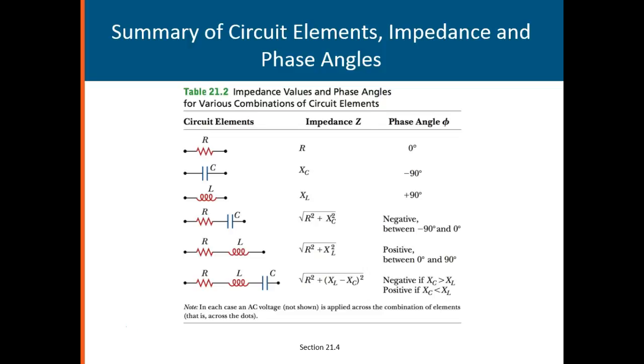It would be somewhere between minus 90 and plus 90, depending on which is larger, X_L or X_C. It's negative if X_C is greater than X_L. It's positive if X_C is less than X_L. It's something between 0 and 90. And you can do it exactly by the inverse tangent of this thing over that thing. So in each case, an AC voltage not shown is applied across the combination of elements, that is the dots.